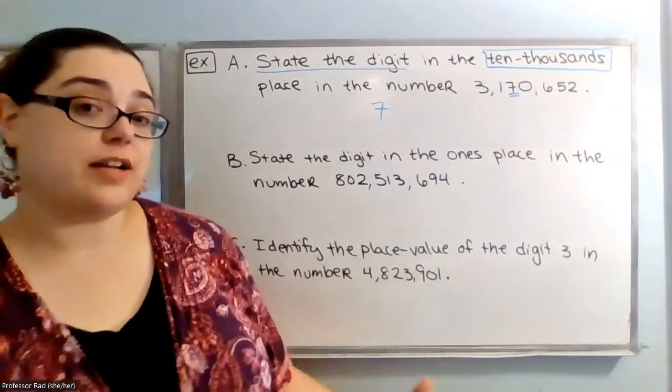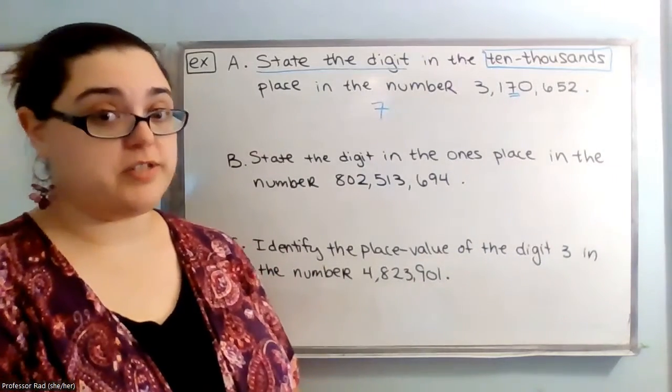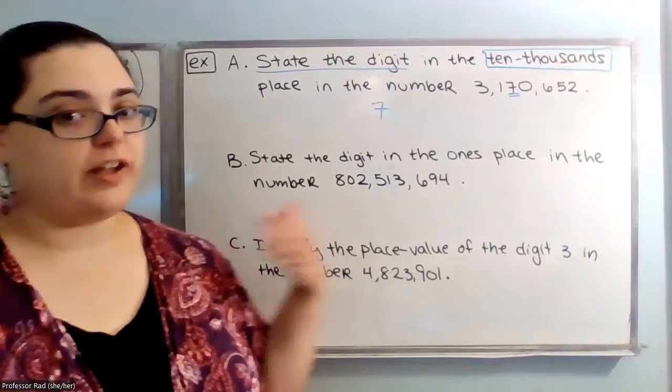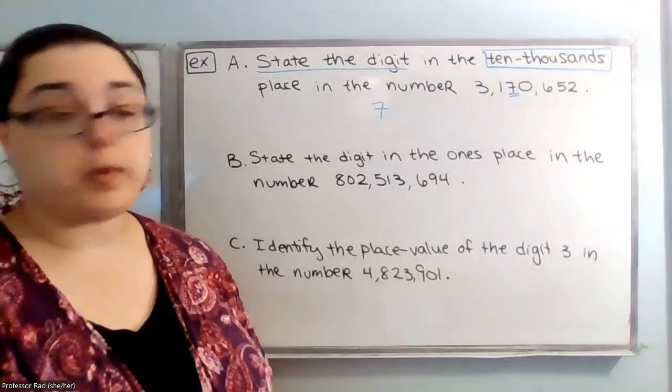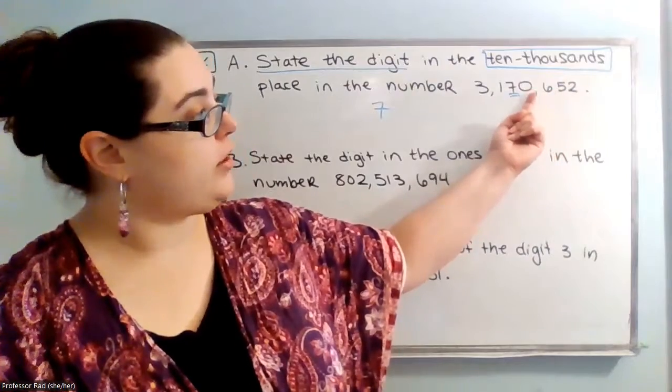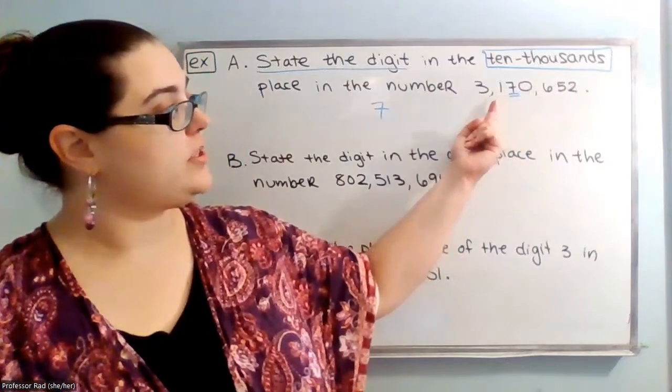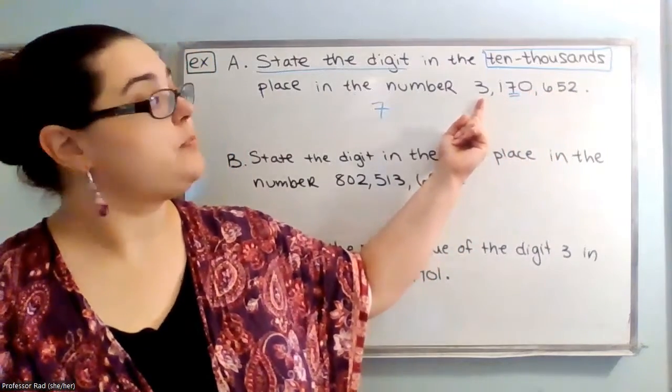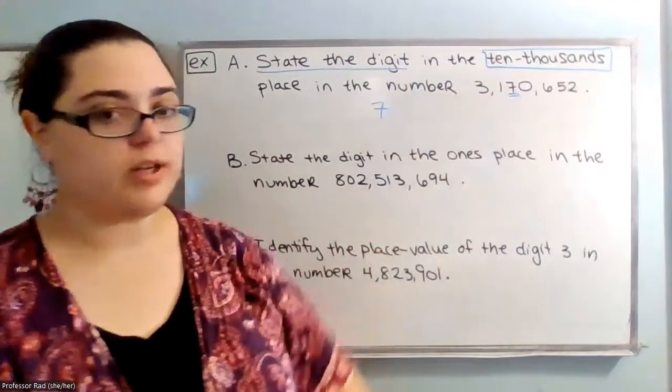So that's how you can identify a digit in a particular place value. Just keep saying your place value names until you get to the desired spot. So we have ones, tens, hundreds, then we have 1,000, 10,000, 100,000, and this would be the 1 millions. So since they want 10,000s, there we go, that's our 7.